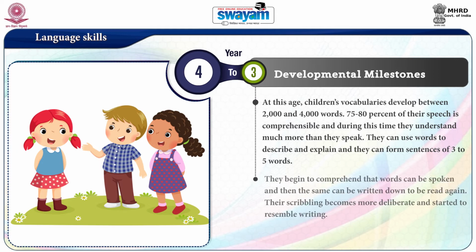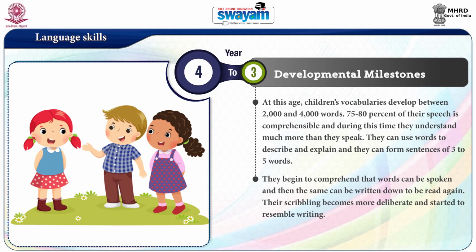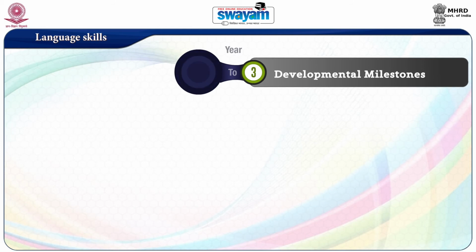They begin to comprehend that words can be spoken and the same can be written down and read again. Their scribbling becomes more deliberate and starts to resemble writing.